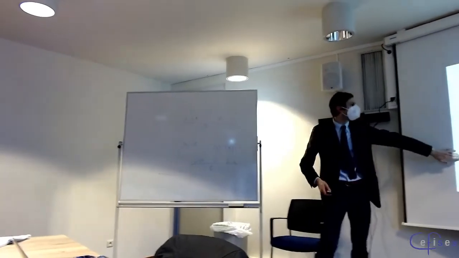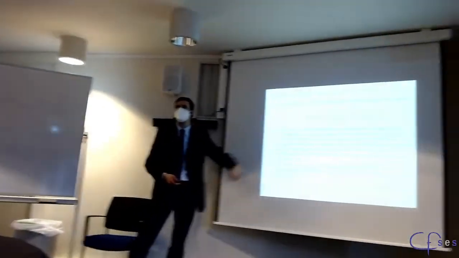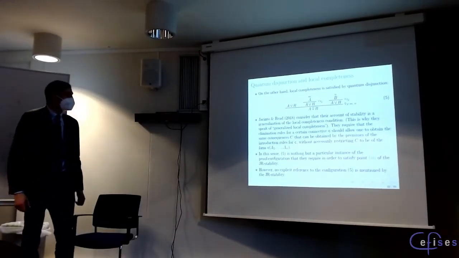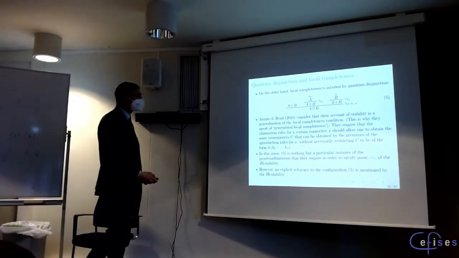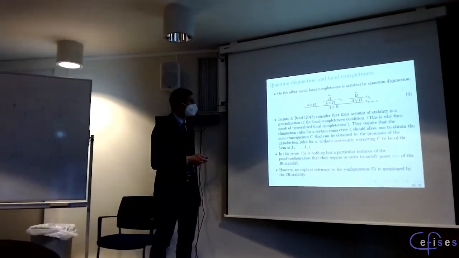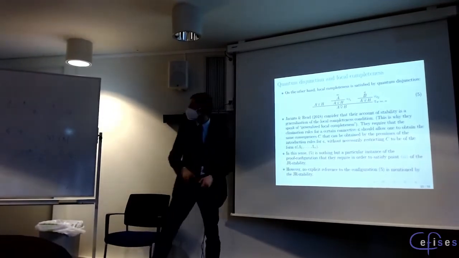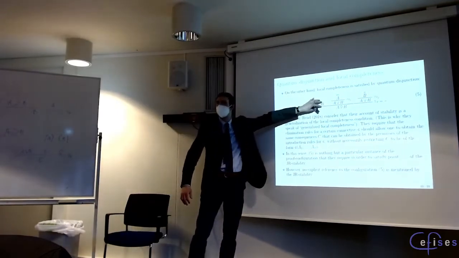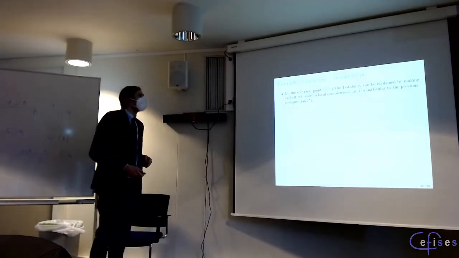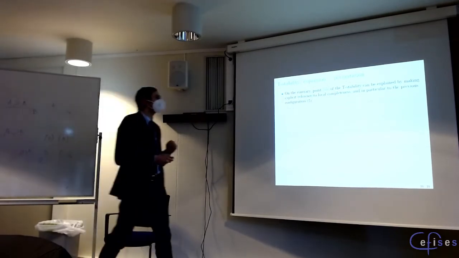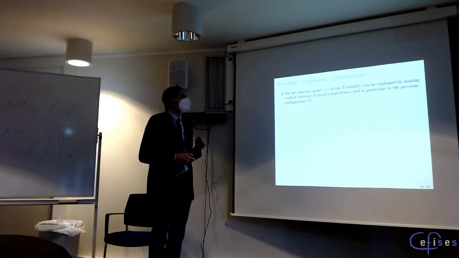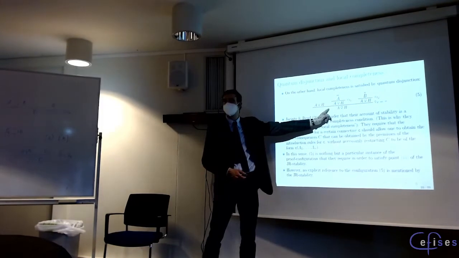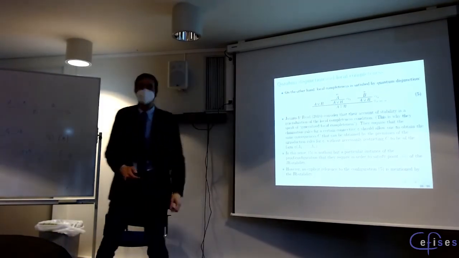As I said, it is just a particular instance of the proof configuration that they ask at point of the condition. However, no explicit reference to this particular configuration is mentioned in the JR stability. They are just saying, it is a particular instance of this. But I don't care too much about this particular one. On the contrary, point 3 of the T-stability can be explained by making explicit reference to this condition, to the local completeness.